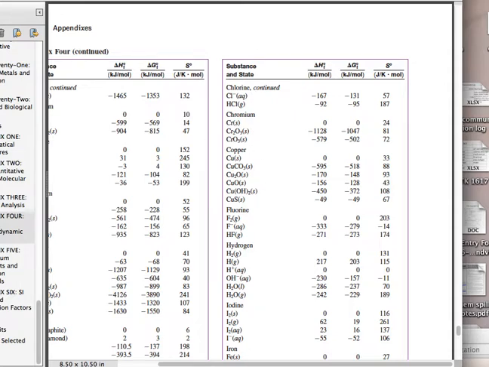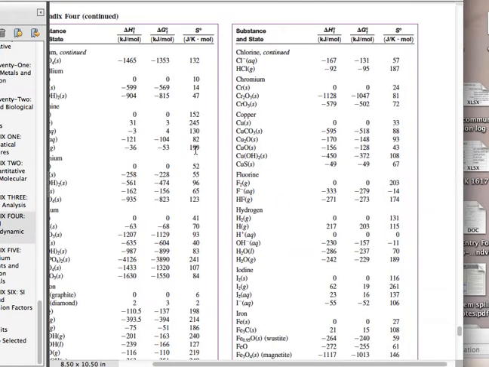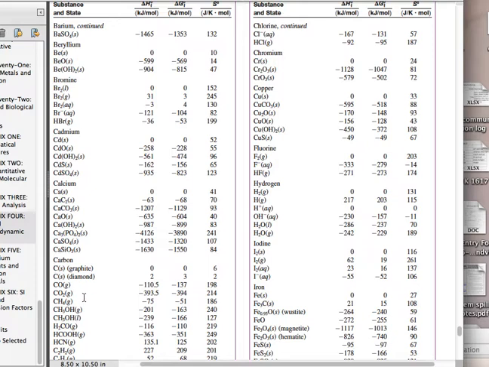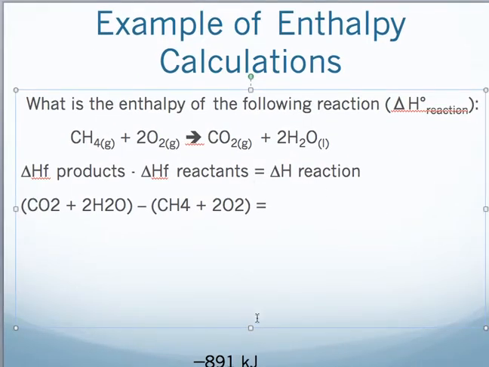I look these all up, like right here. That's chromium, my bad. Over here, you can find CO2 right here as a gas, so negative 393. And then I'm going to plug it in here, and you should get negative 891. Again, the math is not hard. The common mistakes: don't forget to use your coefficients, and always use products minus reactants.